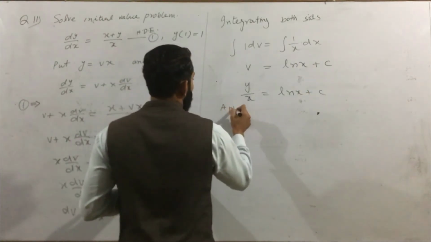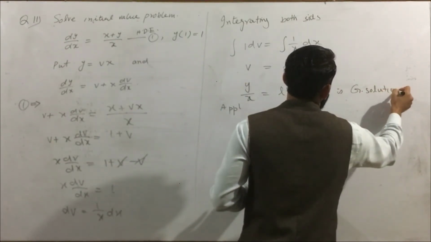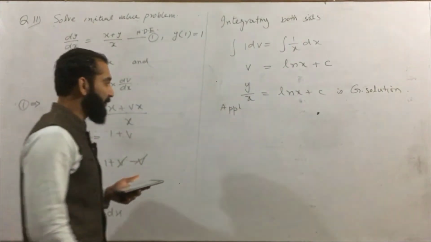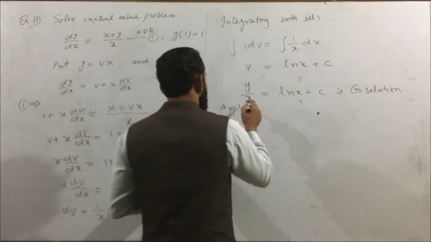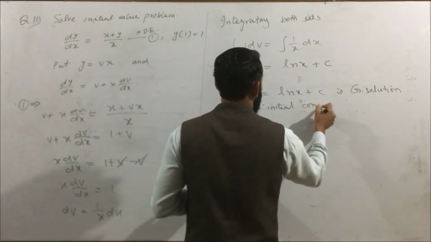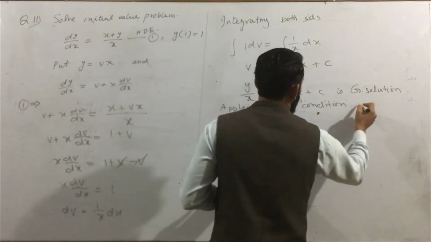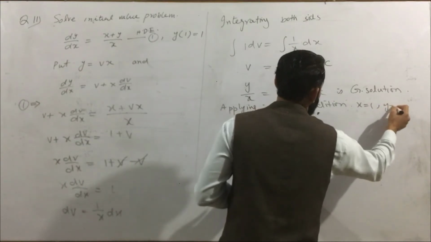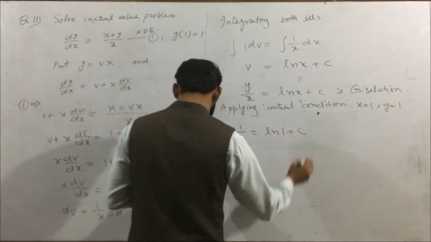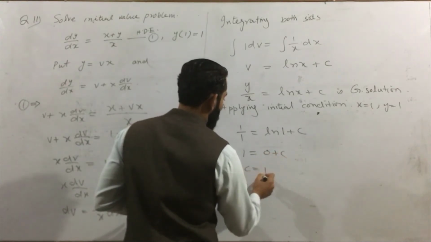Now this is the general solution, but we have to find the particular solution by applying the initial value problem which was given. Applying the initial condition, which is x is equal to 1 and y is equal to 1, we get 1 over 1 is equal to natural log of 1 plus c, and natural log of 1 has value 0, plus c, so c is equal to 1.